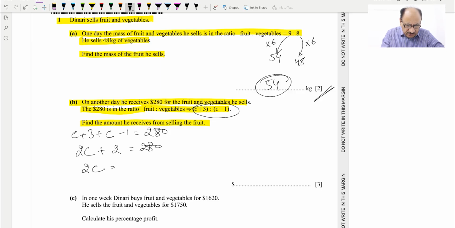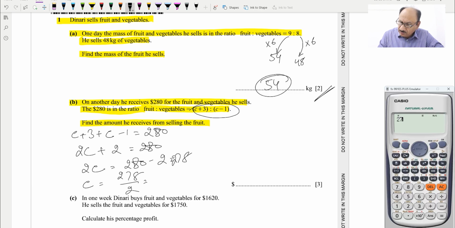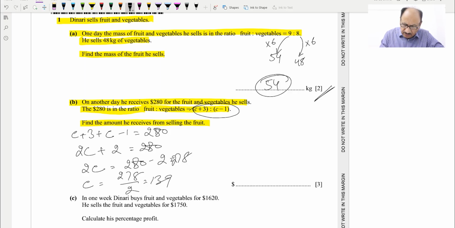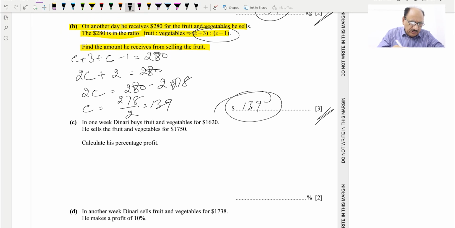So 2c is equal to 280 minus 2, which is 278, and c will be equal to 278 over 2, and we can calculate 278 divided by 2 will be $139. So $139 will be our answer for 3 marks. Hopefully you understand this.